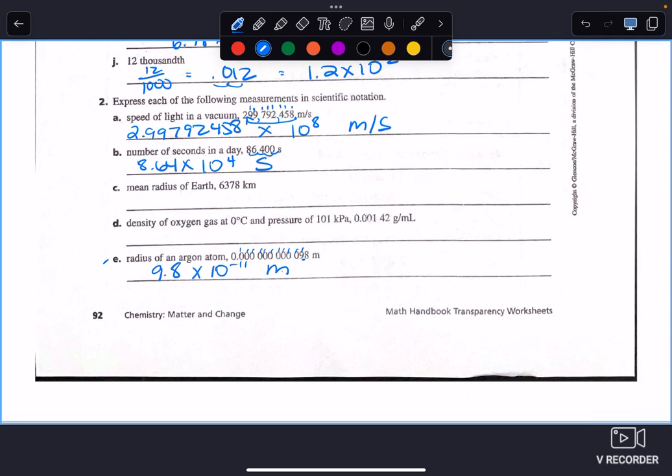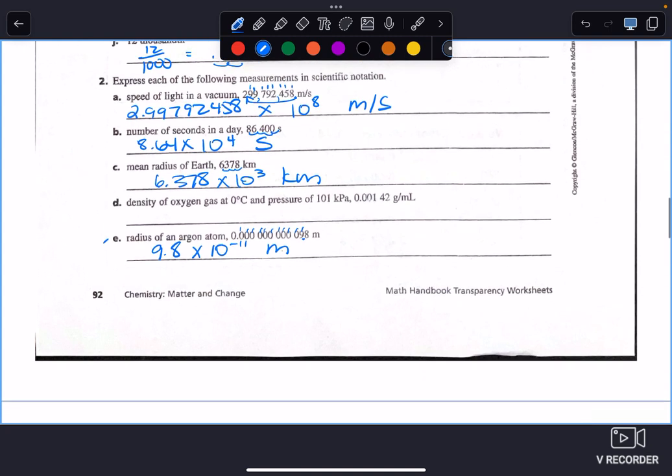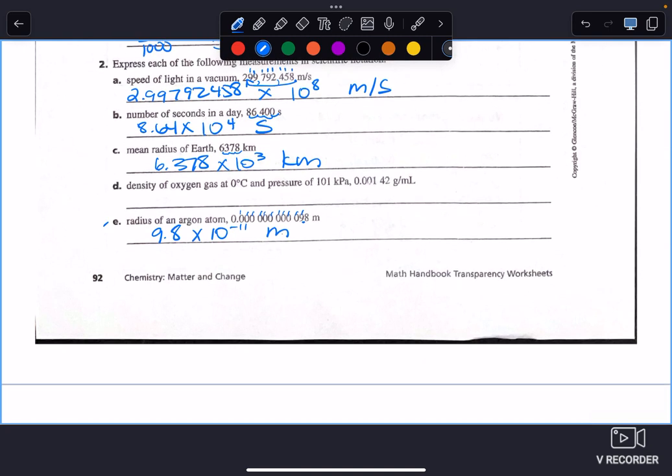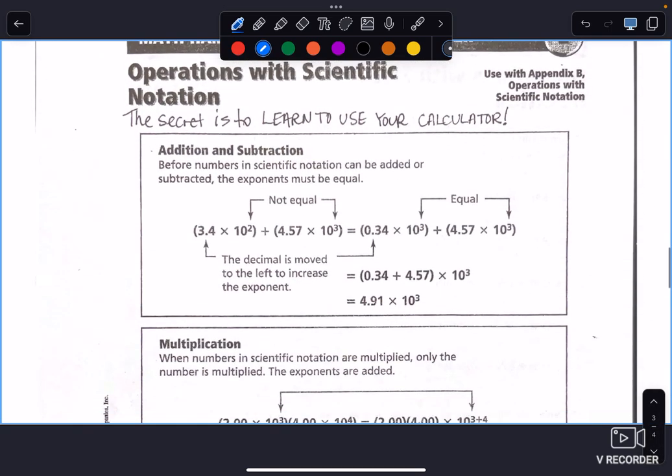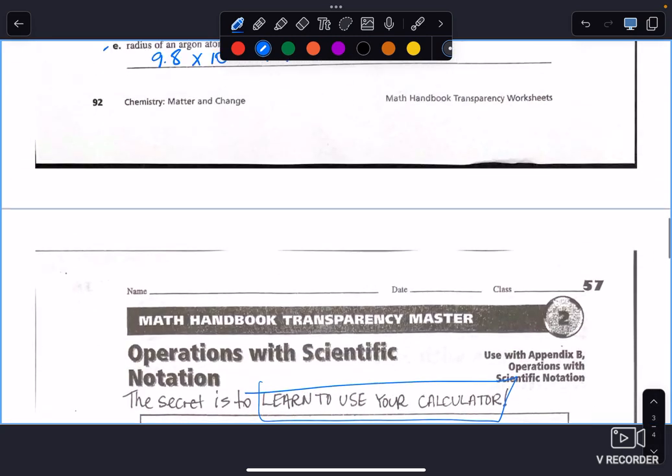2c, mean radius of the Earth. 1, 2, 3. 6.378 times 10 to the 3rd kilometers, and the density of oxygen gas at 0 degrees Celsius and pressure of 101 kPa, which is kilopascals, and we'll learn that later, is 0.00142. So I'm going to move the decimal 1, 2, 3, so 1.42 times 10 to the negative 3rd grams per milliliter. And the next page, we just need to learn our calculator. We're going to learn to use our calculator in class, so I'll come back to that later.